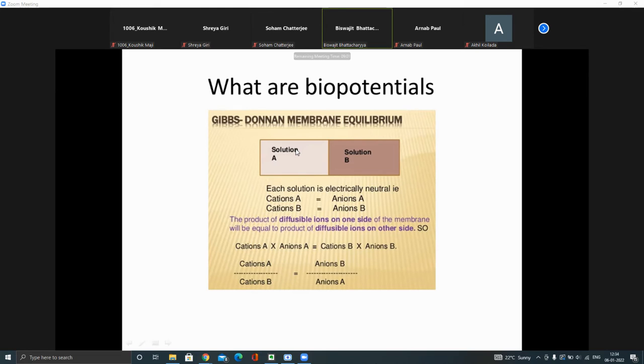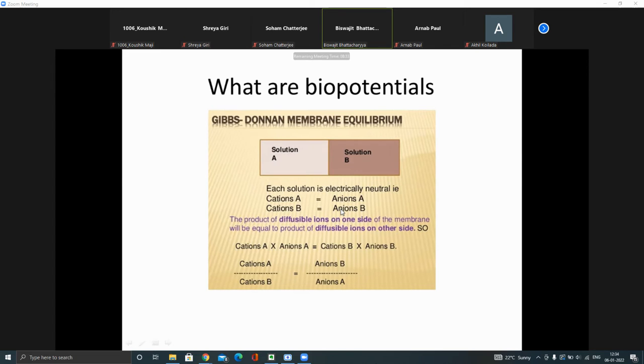So the number of cations in solution A must be equal to the number of anions in solution A, which is written here: cations of A equal anions of A. The same is true for solution B, where the number of cations is equal to the number of anions in solution B. So that neutrality will always be maintained. This is when two solutions are separated by some permeable membrane.